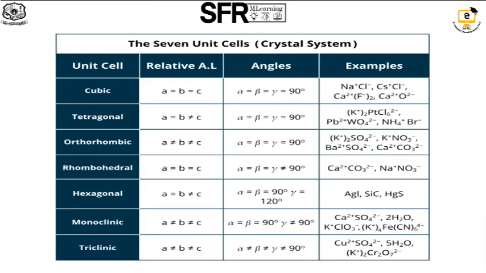And for the 7 crystal systems, there are many more examples. For the cubic system, sodium chloride and cesium chloride are the best examples. For the tetragonal system, ammonium bromide, NH4Br, is an example. For the orthorhombic system, calcium carbonate is a great example. For the hexagonal system, silver iodide and silicon carbide are examples of that crystal system.